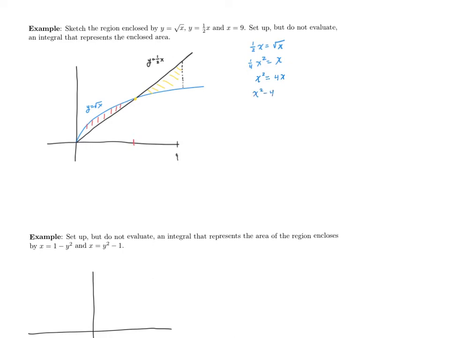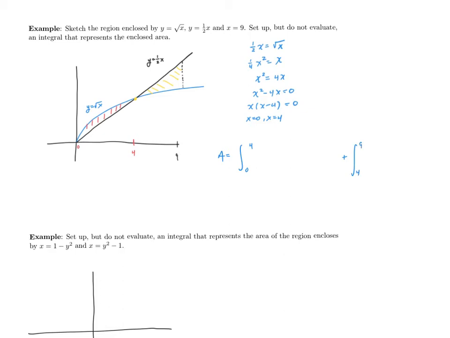x squared minus 4x equals 0. Both terms involve an x, which we can factor out. And those intersections would correspond to x equals 0 and x equals 4. Exactly what we see in our picture. Now for the definite integral. We need two of them. One from 0 to 4 and one from 4 to 9.